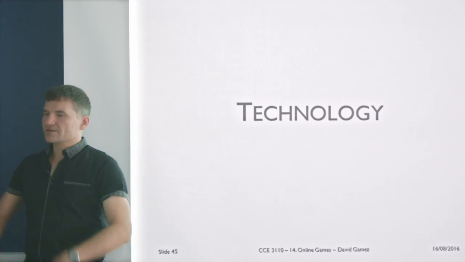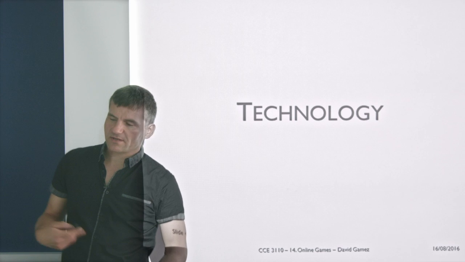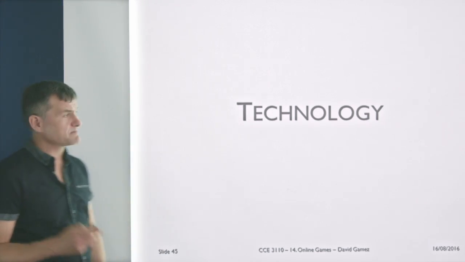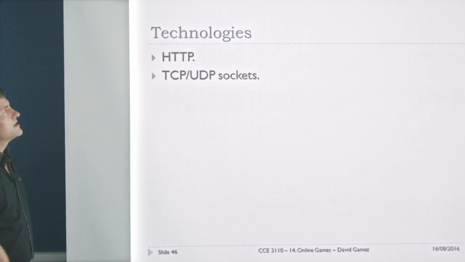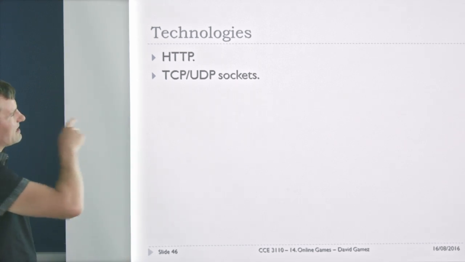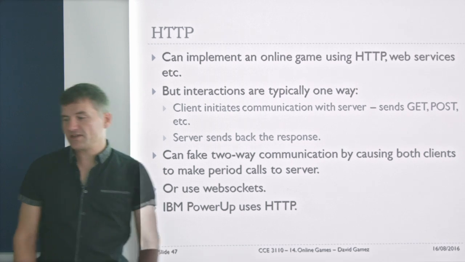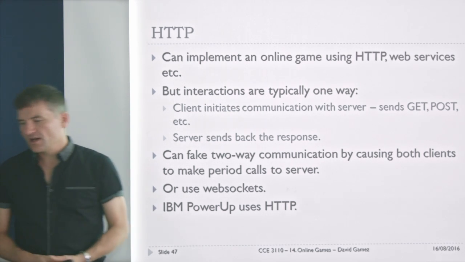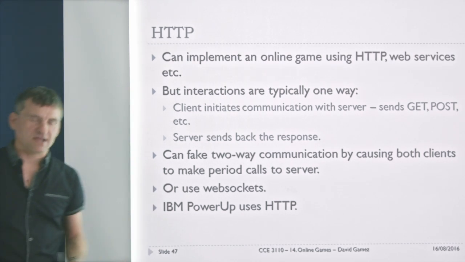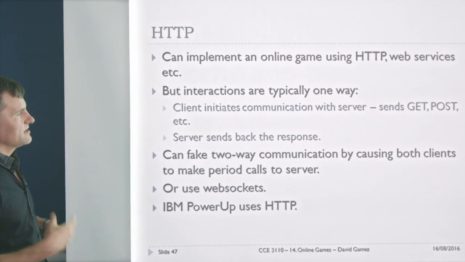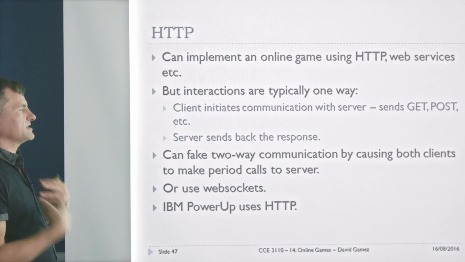Okay, so that's just a little bit about some of the architectural compromises and constraints with different kinds of games. I'm going to say a little bit about technology now. A little bit about HTTP for games, and a little bit about TCP and UDP. Now you can implement games using HTTP, web services, and so on, but then you get this problem with one-way interaction. So if you're doing GET, POST, etc., that's fine. The client initiates communication, the server sends back the response.